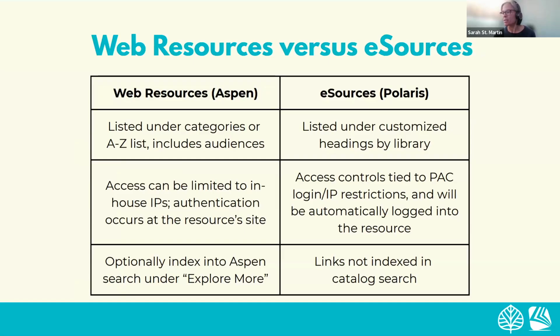I'd say one of the main differences is in Aspen, you can limit to in-house IPs, and you can limit to who can see the eSources, I mean the web resources, if you're logged in or not. But the authentication usually occurs at the resources site. And so the difference in the Polaris pack is that if you're logged into the pack, you'll also automatically be logged into the resource when you click on it.